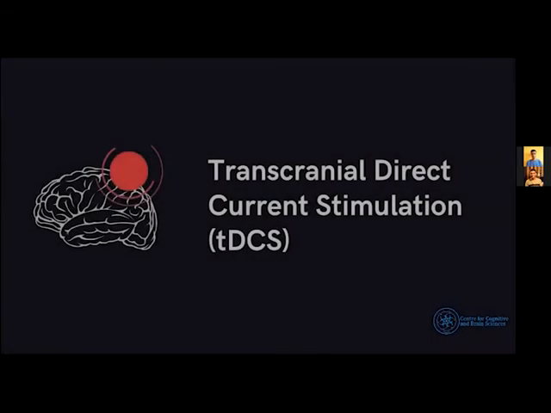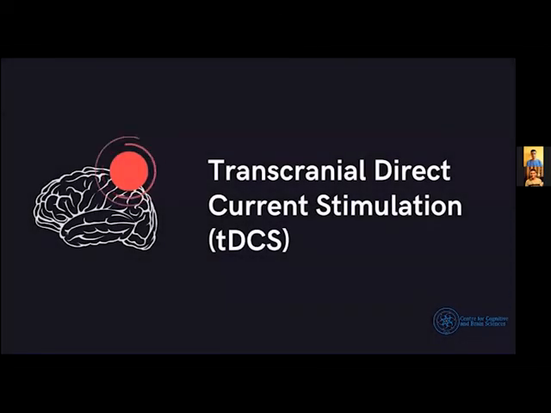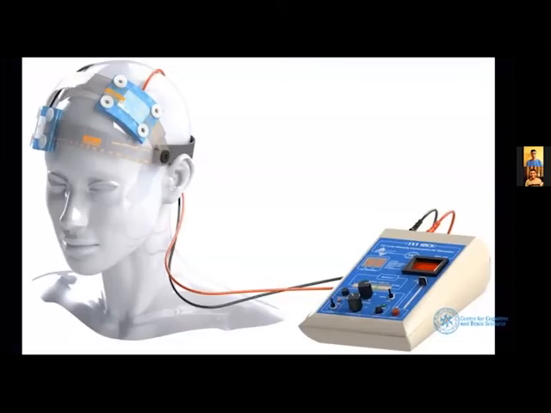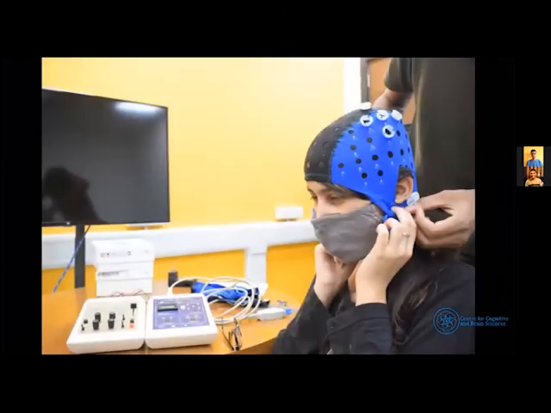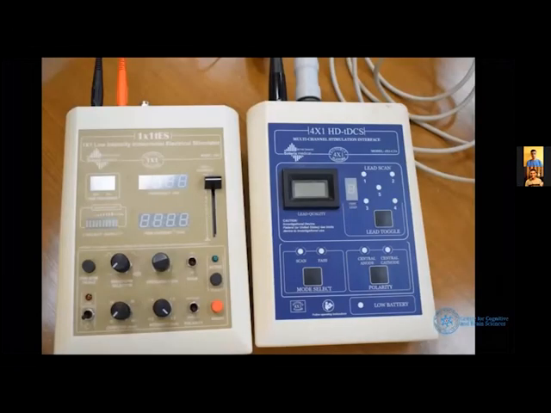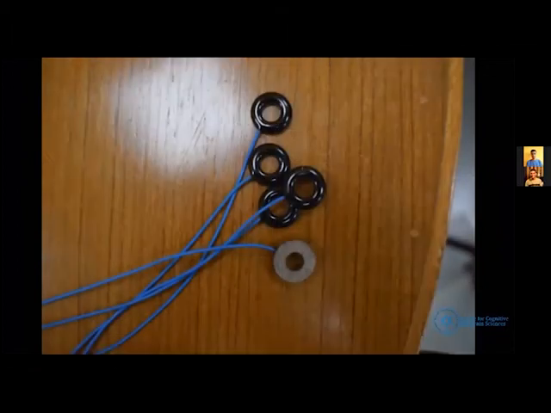The third device which I'm going to talk about is transcranial direct current stimulation. In short, we call it tDCS. This is a non-invasive brain stimulation device that we use to understand the role of different cortical brain regions in various behavioral aspects. It uses very weak direct current of around 2 milliamperes to inhibit or enhance the activity of targeted brain areas using scalp electrodes.